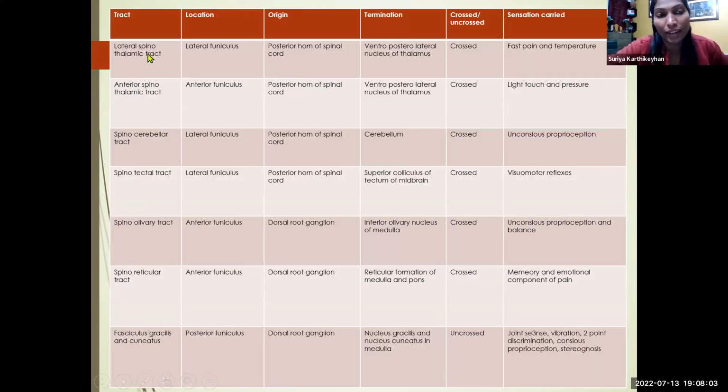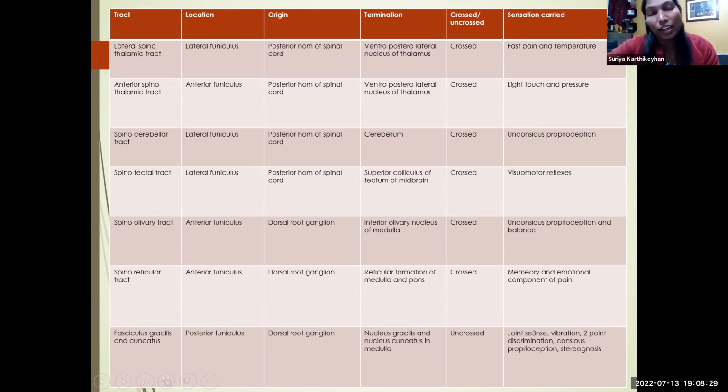I told you, the ascending tracts: the lateral spinothalamic mainly carries pain and temperature sensation. Anterior spinothalamic carries only light touch and pressure. Spinocerebellars are mainly with unconscious things; cerebellum means unconscious things. And then tectospinal, I told you, is the visuomotor reflex. And then we have the spinoreticular tract, which is concerned with the emotion component.